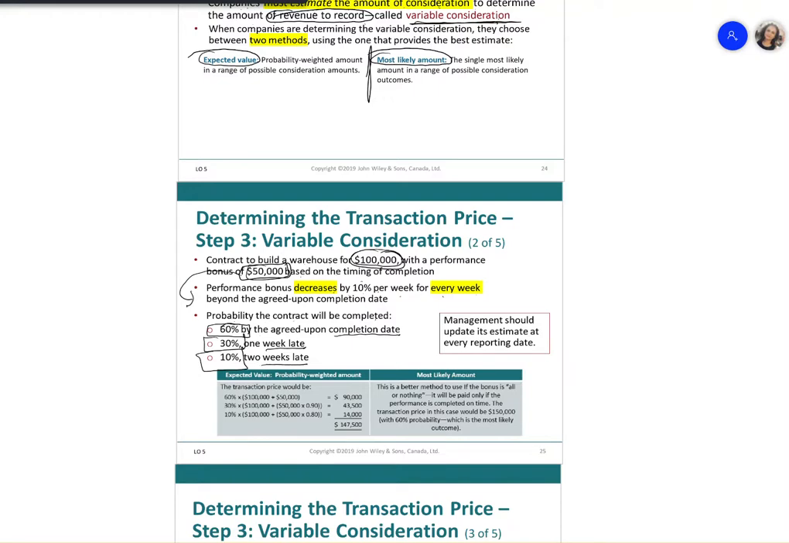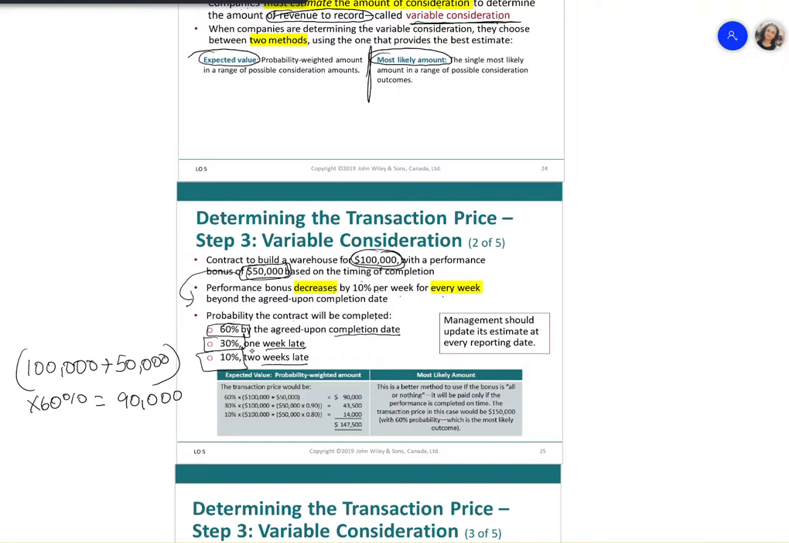There's a 10% chance it will be 2 weeks late. And how do we calculate the expected value for our revenue? How do we do that? So now in this case, we know that there's a 60% chance we are going to receive 100,000 plus we are going to receive 50,000. There's a 60% chance that we are going to complete on time. If we complete on time, the transaction price will be calculated as 90,000.